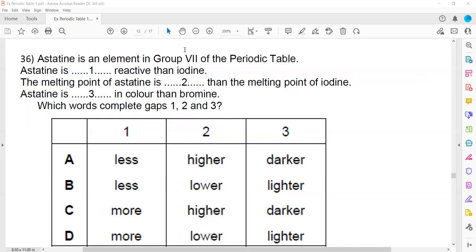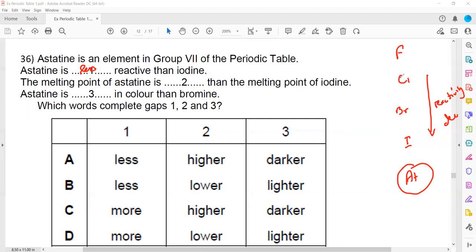In question 36, astatine is in group 7 of the periodic table. Astatine is, because as we go down, the reactivity decreases. Fluorine is there, chlorine, bromine, iodine, then astatine. So as we go down the group, what we'll observe is the reactivity decreases. So elements become less reactive as we go down the group. So astatine will be less reactive.